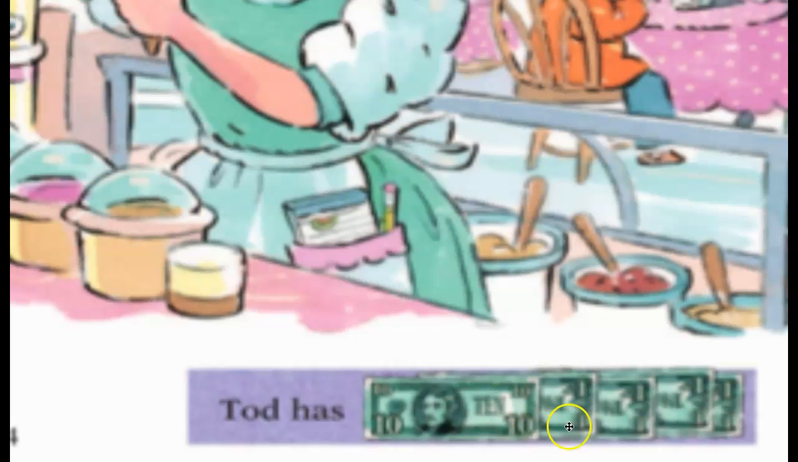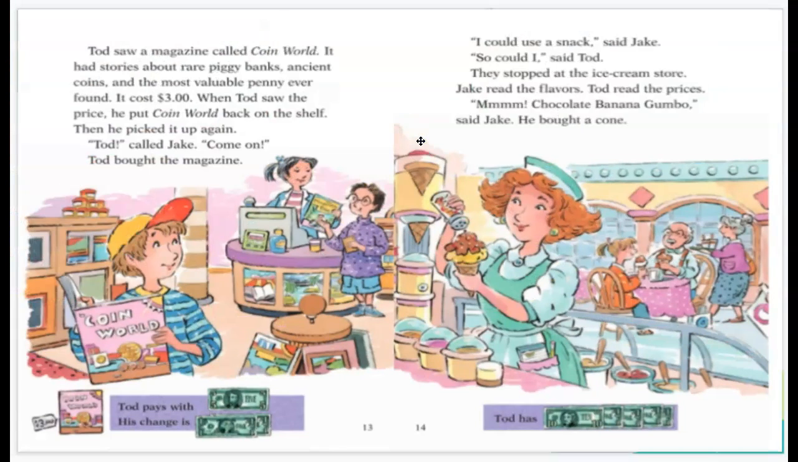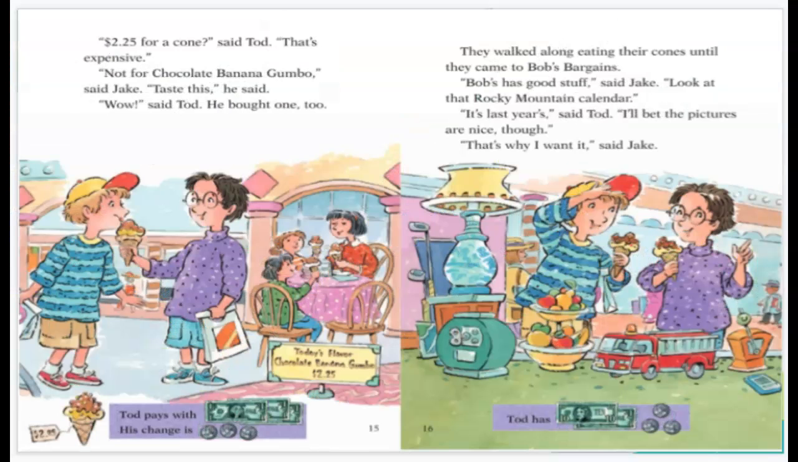Let's zoom in so we can see better. Todd has $10, $11, $12, $13, $14. Back up. "$2.25 for a cone?" said Todd. "That's expensive." "Not for chocolate banana gumbo," said Jake. "Taste this," he said. "Wow," said Todd. He bought one too. So the ice cream cone costs $2.25.